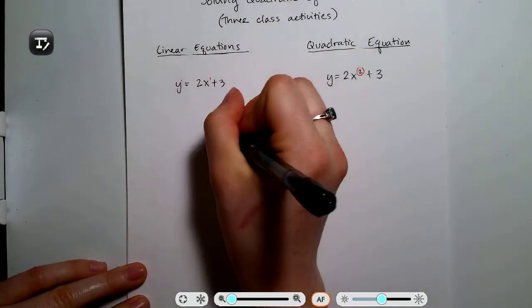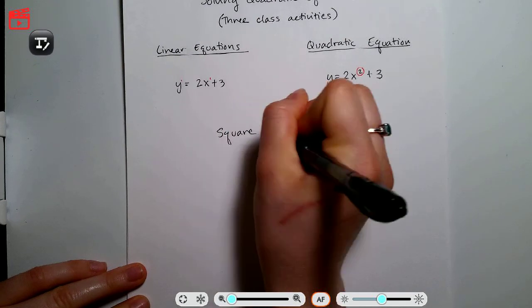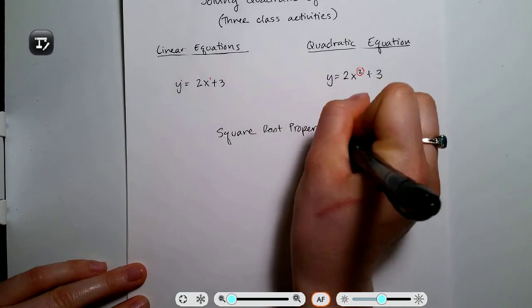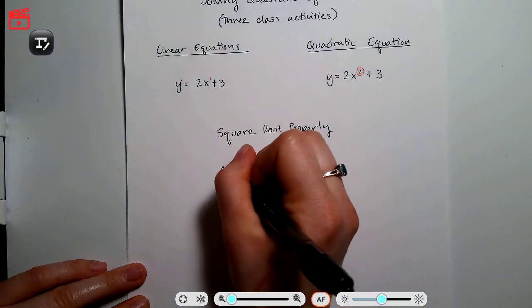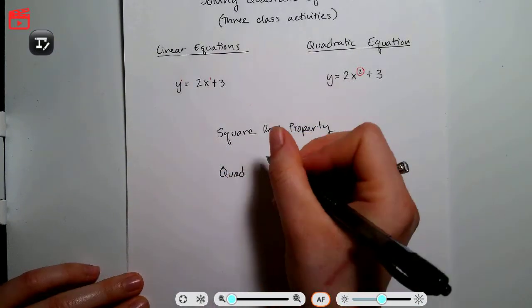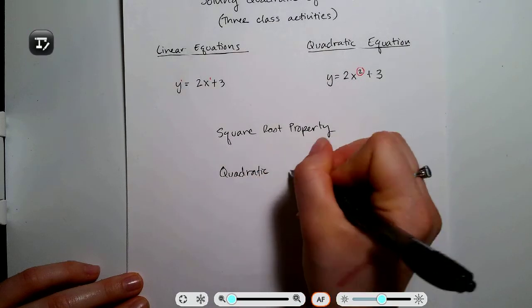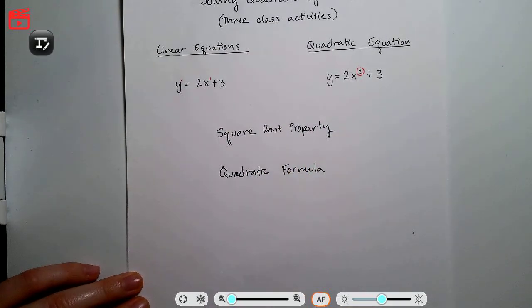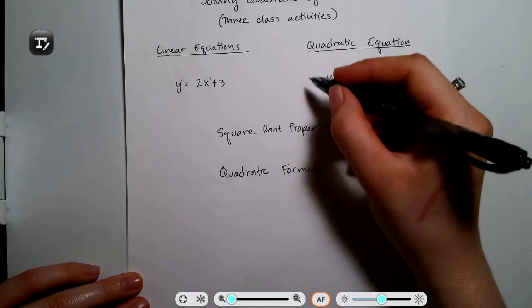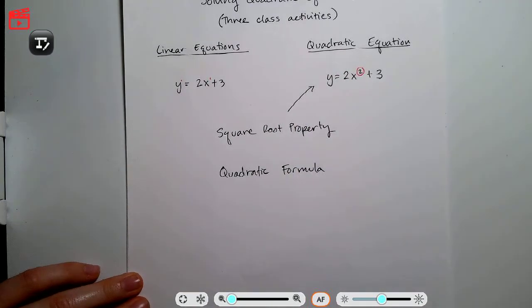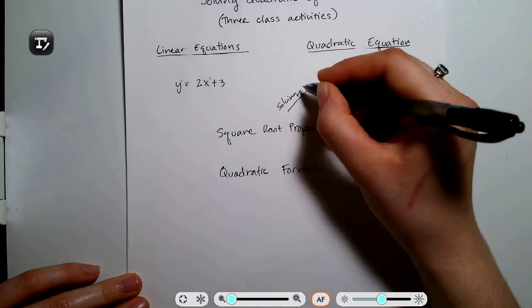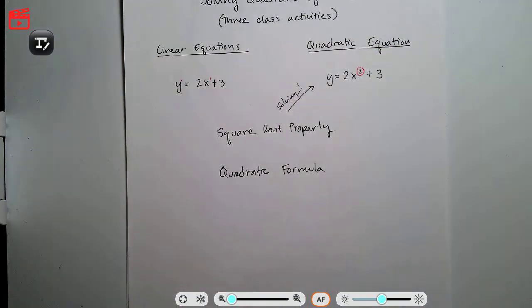There's the square root property. And there is the quadratic formula. That might sound familiar. So 2 different properties we're going to look at for solving quadratic equations. Alright, so let's take a look at the first class activity that we have.